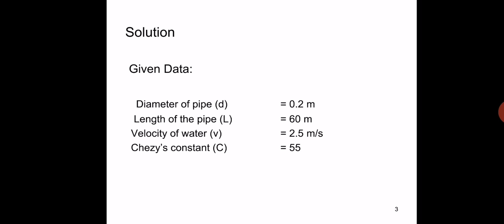So let's go for the solution here. First of all, you have to calculate the hydraulic mean depth, that is m is equal to D by 4 for the circular cross section. Here A is pi by 4 d square, and P is the perimeter, that is pi d. After simplifying, we get m is equal to d by 4. So here the m value is 0.05 meters. Loss of head per unit length, we know that i is equal to hf by L. Here we have to substitute all the values to get the hf value.